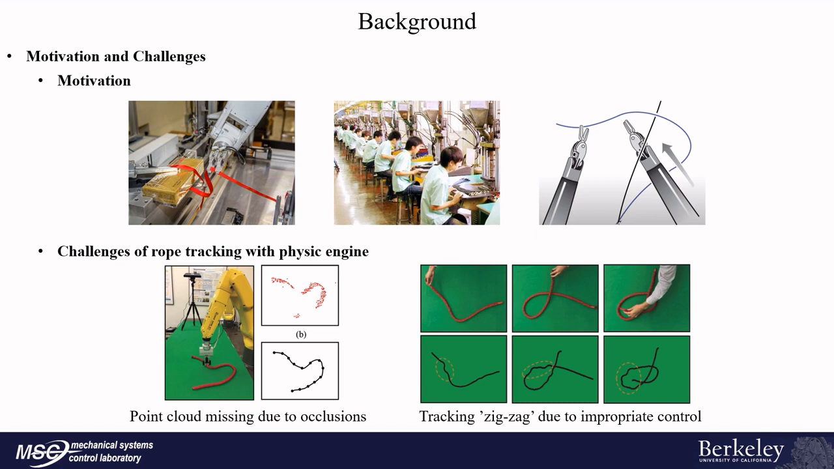The challenges for this approach are twofold. First, the point cloud may be missing during the task. Second, the object in the physics engine may fail to track the desired positions, and it will result in some zigzag positions, as shown in the right figure.